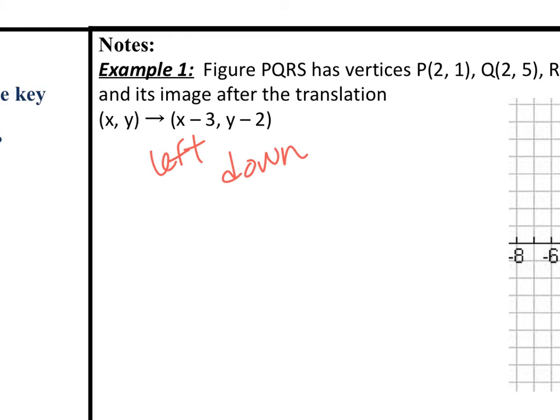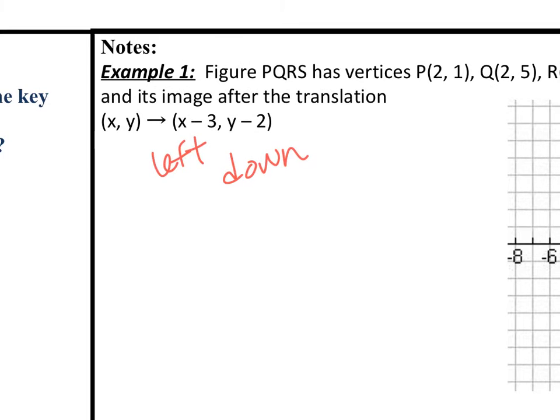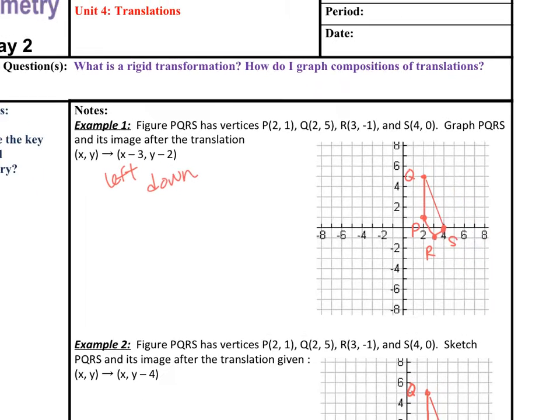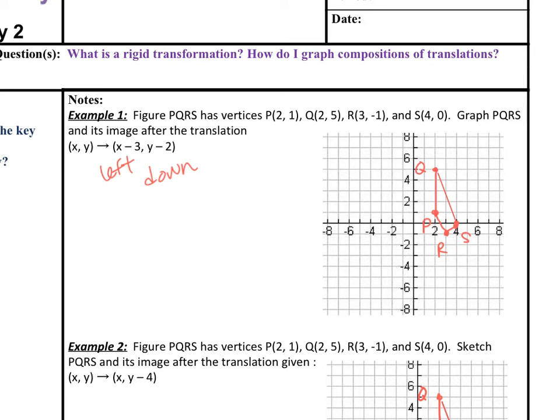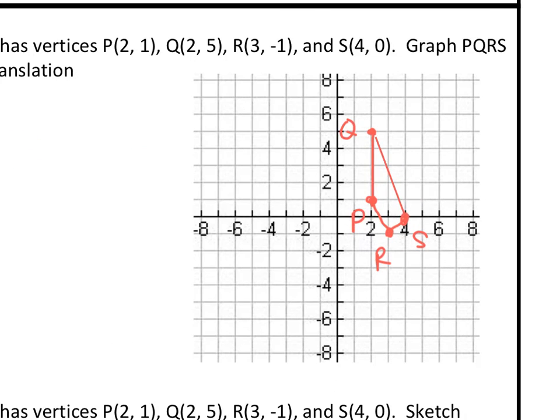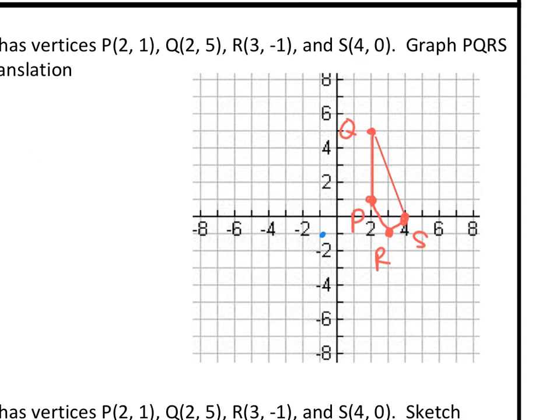So if you want to use your patty paper, you can trace that shape and move the entire shape at once. If you didn't grab patty paper and you want it, it's at the back. Otherwise, just take each point, move it left 3, down 2, and graph your new shape. Go ahead and do that now. Whenever you graph the new points, remember you need to label them with the prime symbol. So we put P prime with an apostrophe to show that it's been transformed.